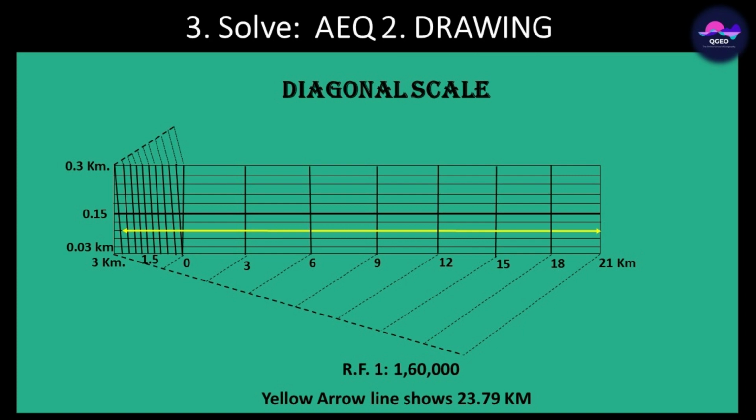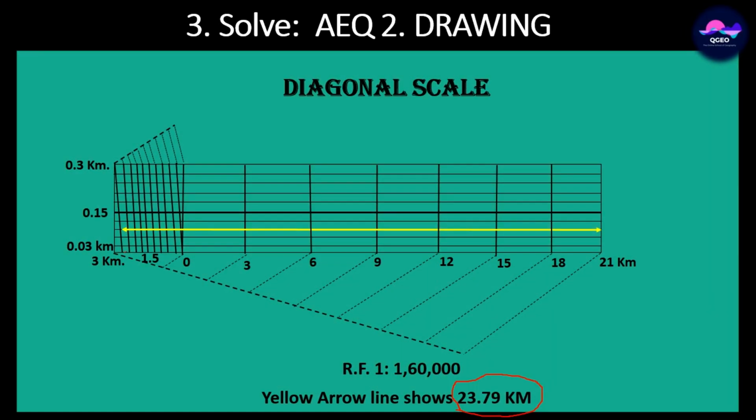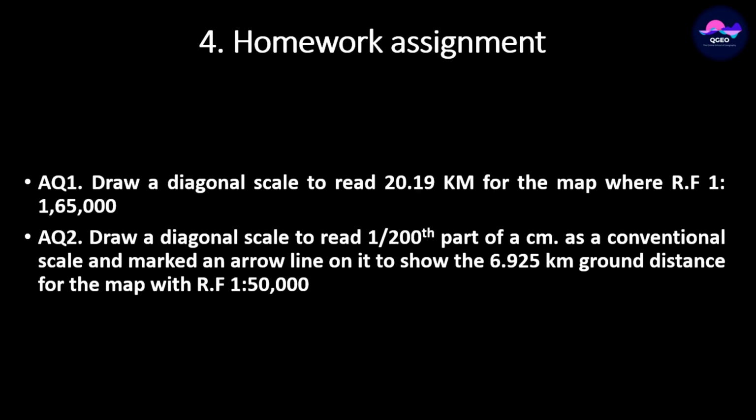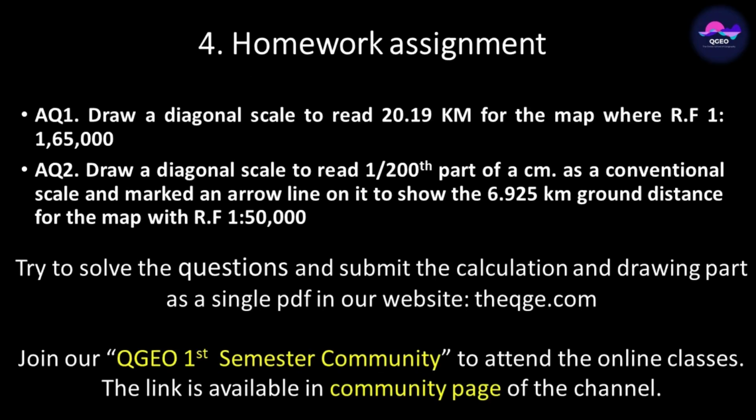Very brainstorming question. If you do it easily, then you will be able to do all the problem sums in diagonal scale. Draw the diagonal scale to read 20.19 kilometer. Remember it, it is very important. Distribution of values, in case of distribution of values, and here the RF is 1:165,000.